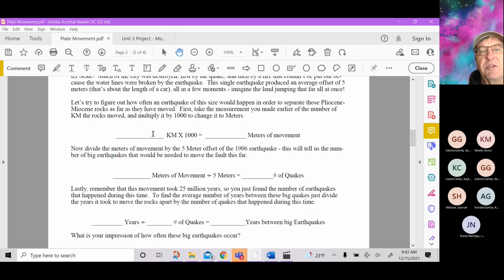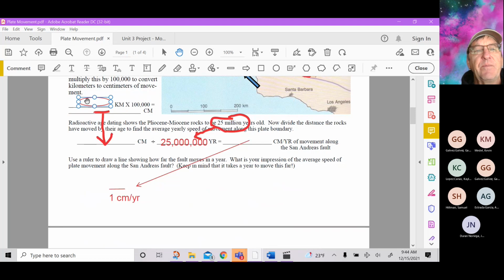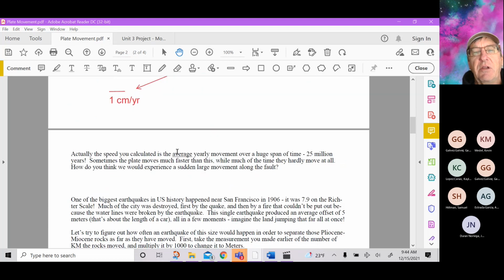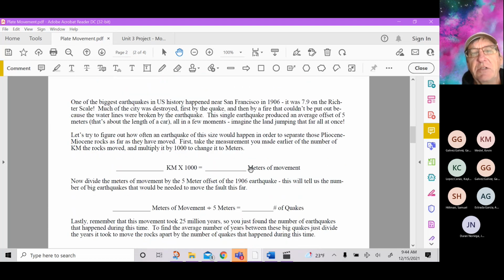something 100 kilometers. Multiply by 1,000 so we can convert that to meters. Because we know that the quake moved the rocks 5 meters in that one instant, we want to measure in meters. So we're going back to what we measured from the map right here, several hundred kilometers, times 1,000 to convert it to meters.